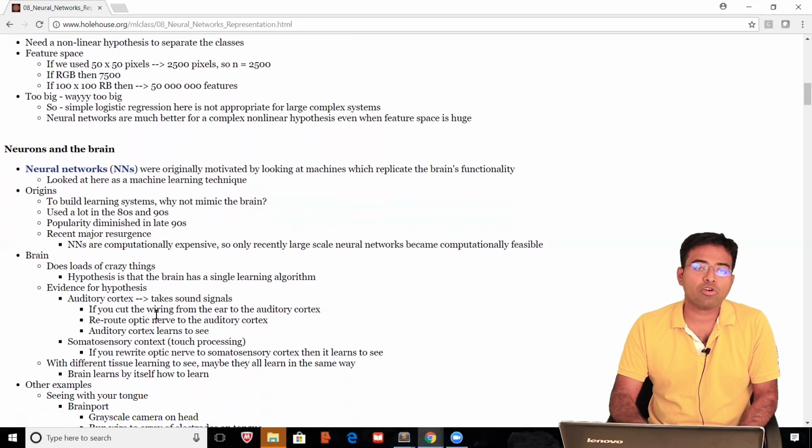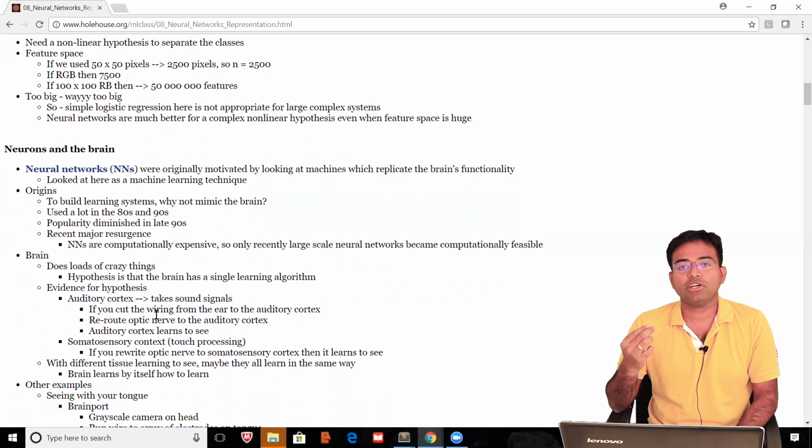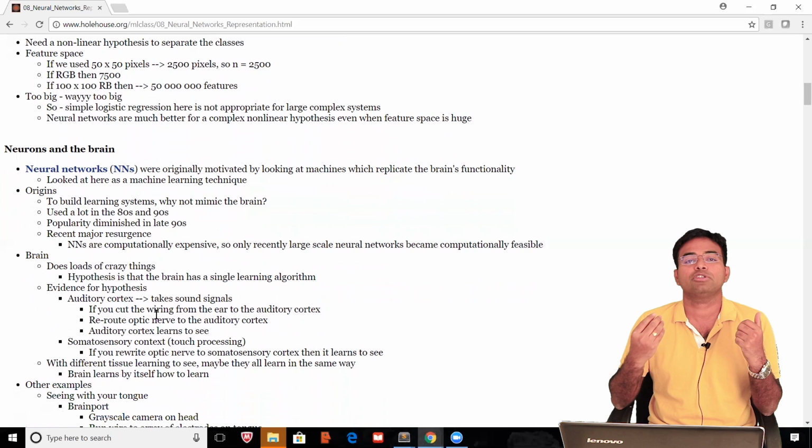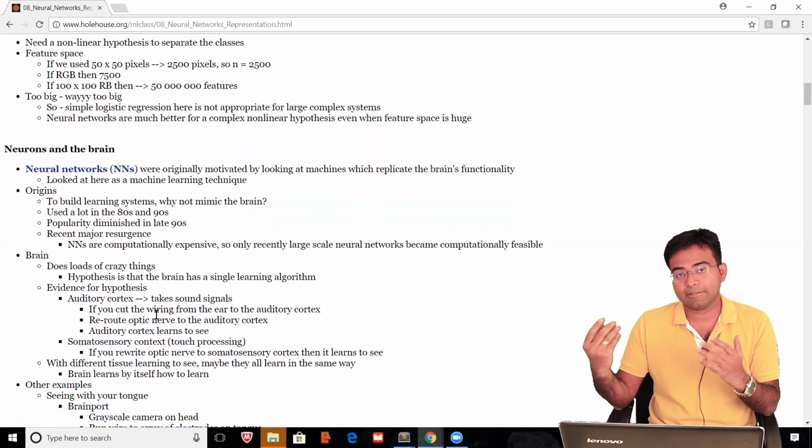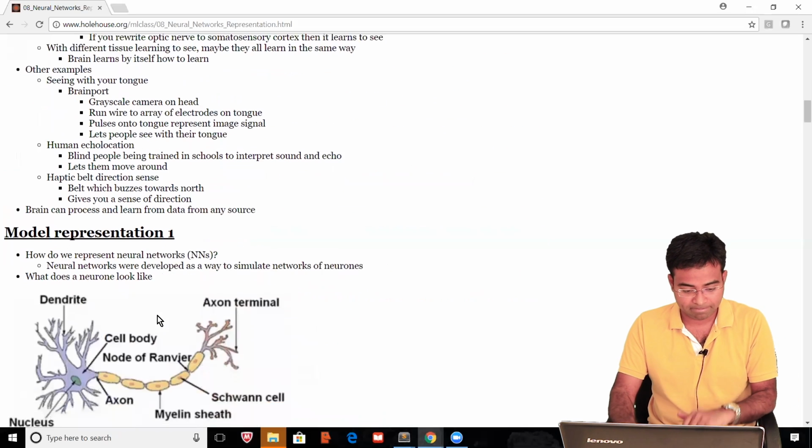People wanted to mimic how our brain works, and that is what a typical neural network is. They wanted to find out how our brain can solve such complex problems. They wanted to mimic it, and that is typically what it is. We'll try to understand the correlation between the brain and an artificial neural network. Let's see.